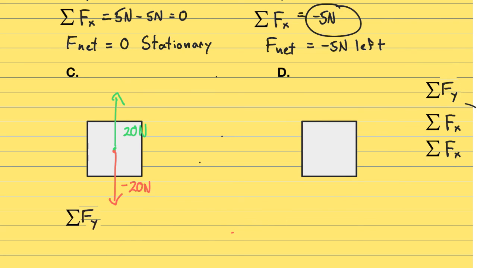So our summation of forces in the y direction is going to be equal to those two forces: positive 20 newtons upward, minus the 20 newtons downward, and equal to 0. No forces in the x direction. So in this case, our F net will again be 0. And our object is stationary.